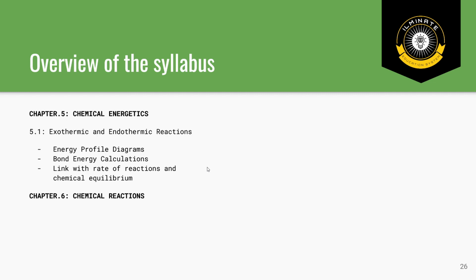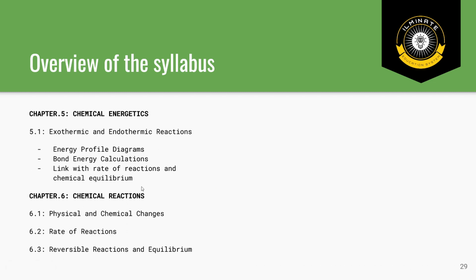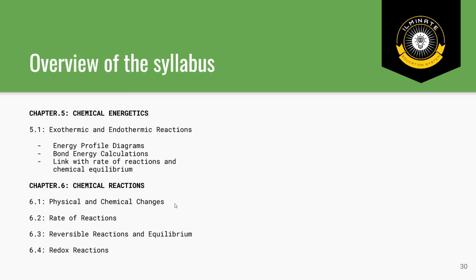And then we have chapter 6, chemical reactions itself, in which we'll be learning some physical and chemical changes in different substances. We have the rate of reactions, which we will be connecting with chemical energetics as mentioned before. We have reversible reactions and equilibrium, and we'll be looking at those concepts in detail as well. And finally, we have redox reactions, which are an interesting type of reaction. We'll be looking at that as well.